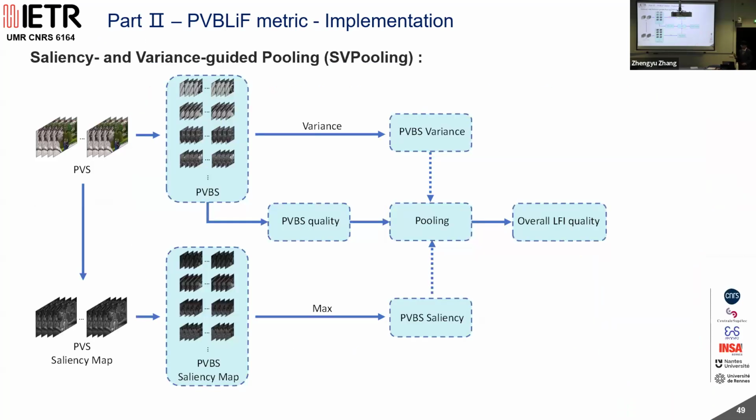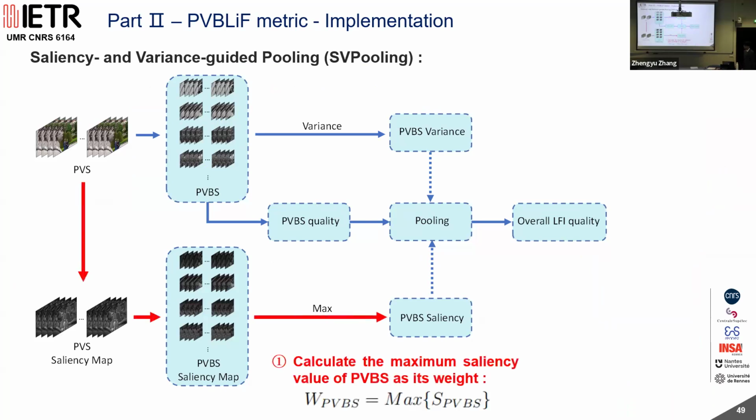And then for the SV pooling, it also contains two components, including the saliency and variance. And first, we calculate the maximum saliency value of the PVBS as its weight. Here, we use the maximum saliency value based on the consideration that human eyes pay more attention to certain regions, often because there are some notable points in it.